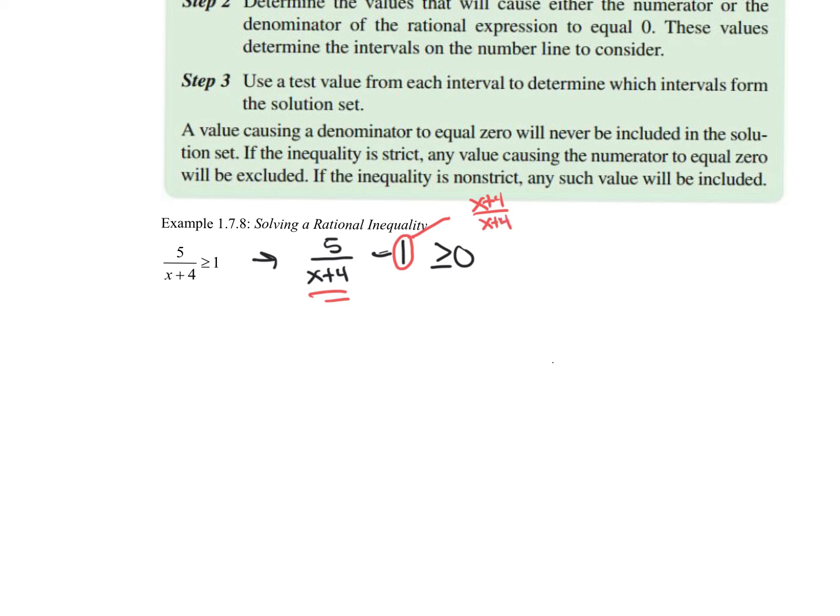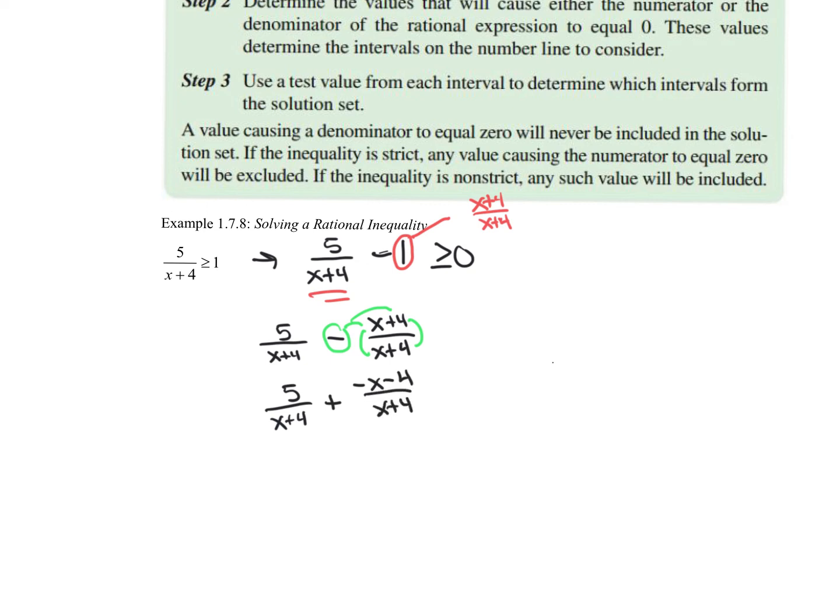So I can rewrite what I have. I have 5 over x plus 4 minus x plus 4 over x plus 4. And I'm going to make one very strong warning. This negative has to go to both of these. You are subtracting the entire quantity. So 5 over x plus 4 plus, I'm just going to distribute that negative up front so I don't drop it off.